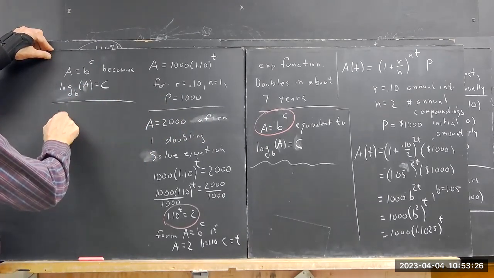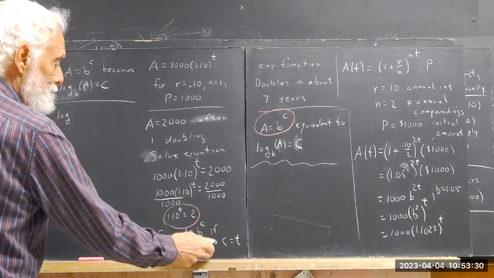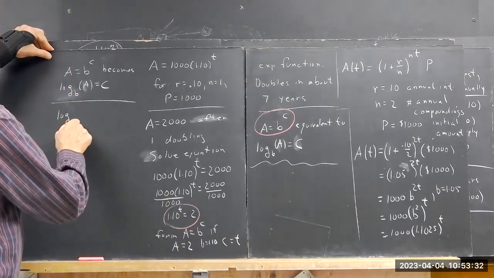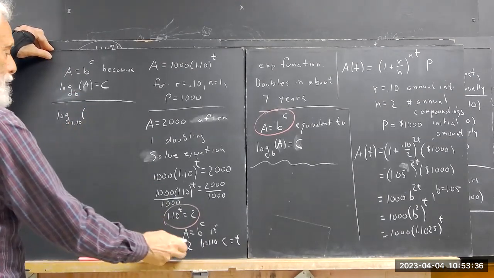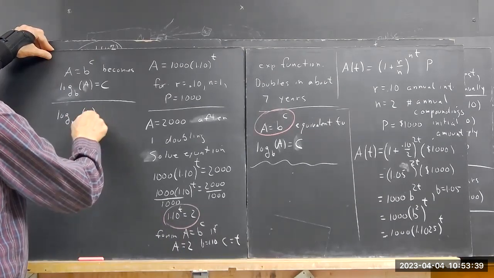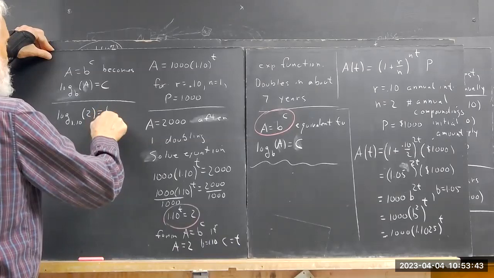So that's going to be log what? Log is going to have a B. The B is 1.10. We put 1.10 here, of A, which is 2, equals C, which is T.